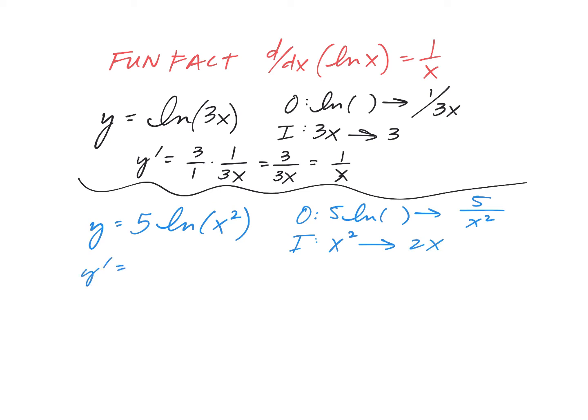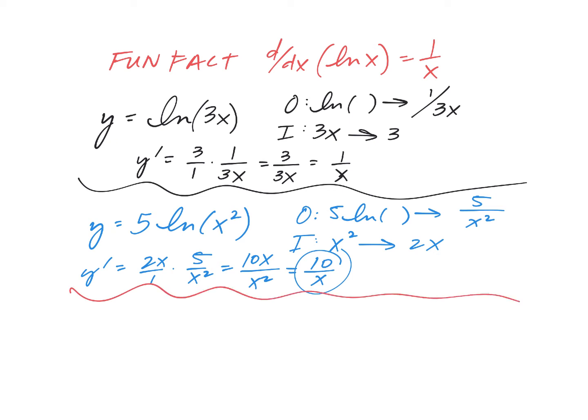So our final answer is 2x over 1 times 5 over x squared. That would be 10x over x squared. And because there is at least one x in both the numerator and denominator, we can take 1 away from each for our final answer, which is 10 over x.